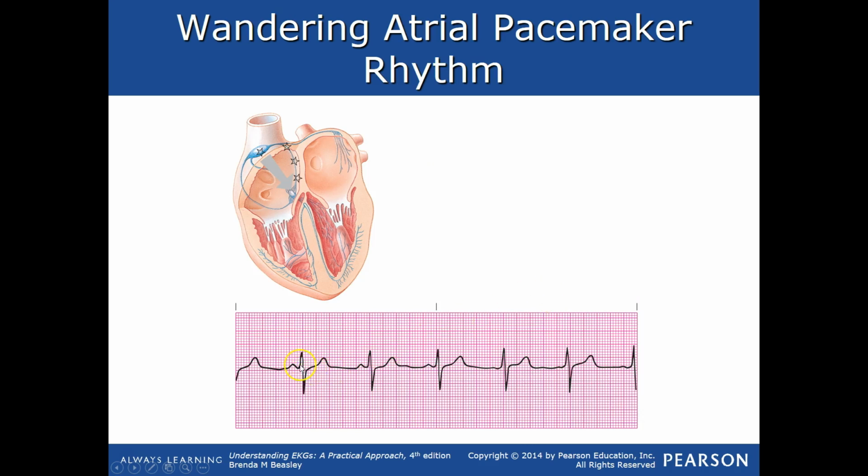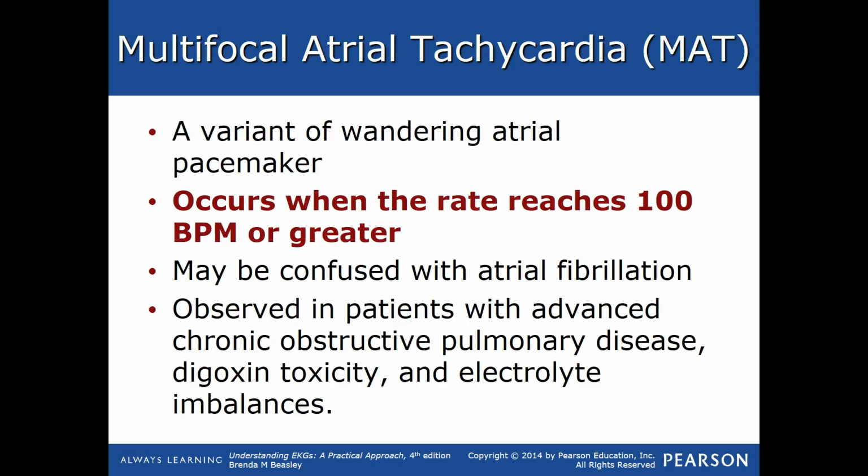And once again, we see our PR interval has changed. It's changed again here. Our shape and size and everything about our P waves have changed within this. Remember, it requires 3 or more P waves changing in shape, size, and morphology for it to be a wandering atrial pacemaker.